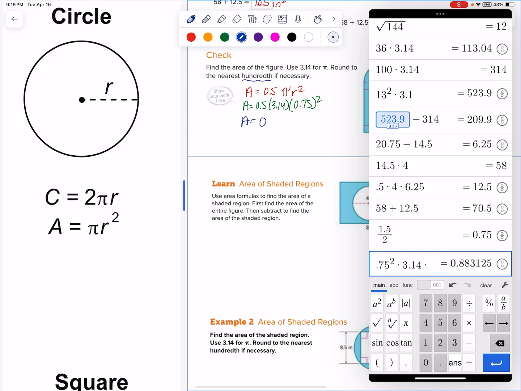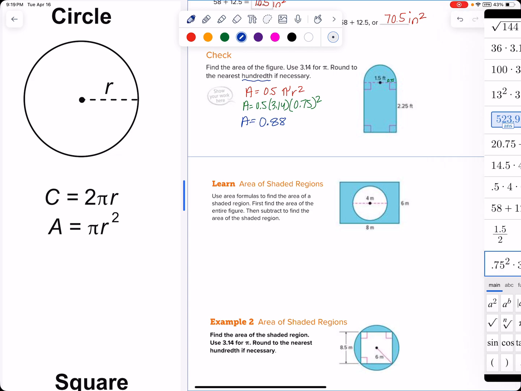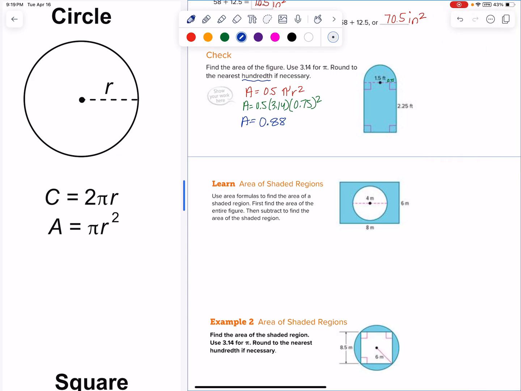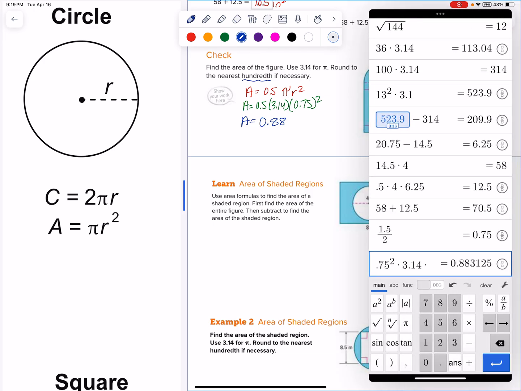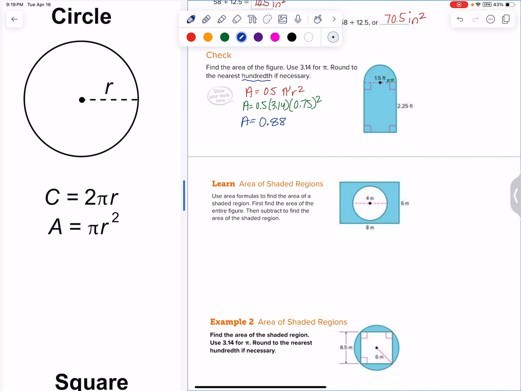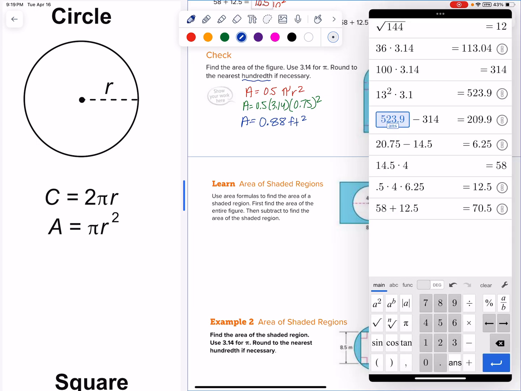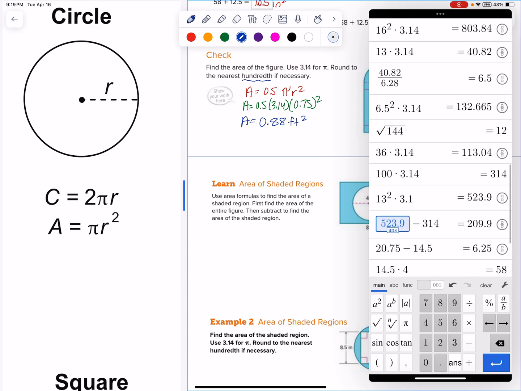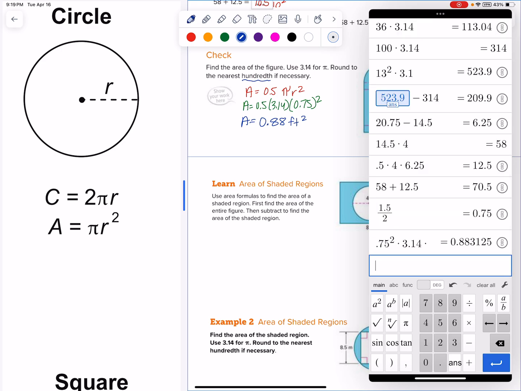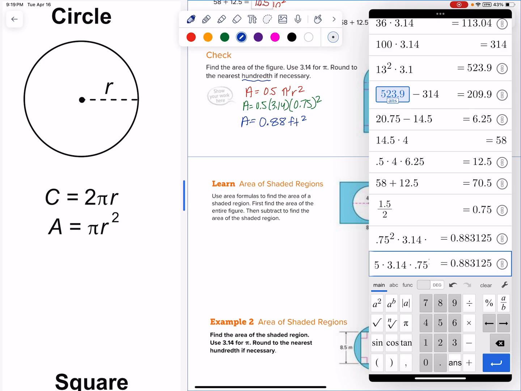And I got to look at where we're rounding, 0.88. And then we're doing feet squared. So let's just go ahead, and I feel like I need to double check that one time. So I'm going to go to here. Let's do 0.5 times 3.14 times 0.75, which is squared, and yep, same thing.